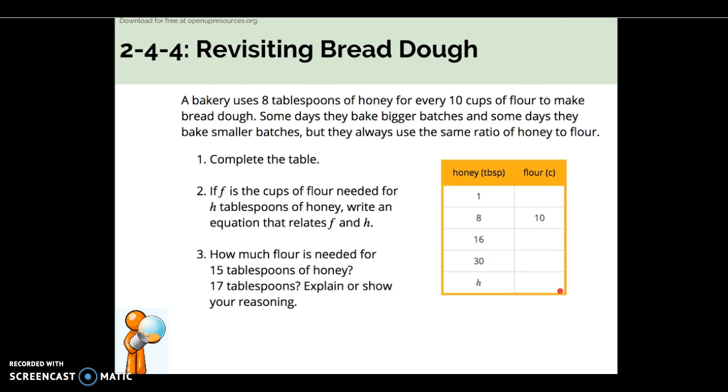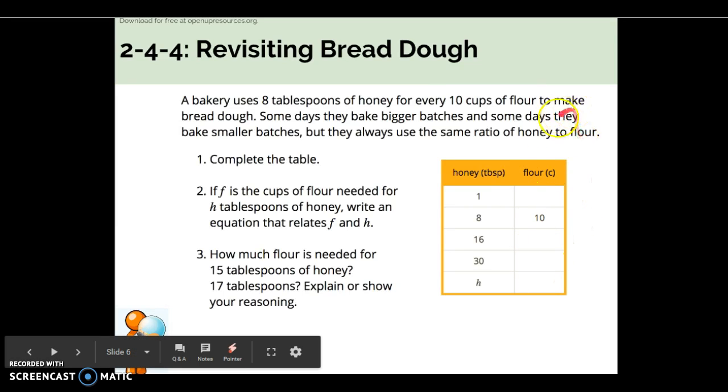The next one that we're going to look at is the same idea that we had with our rice. Now we're looking at the bread dough. So a bakery uses 8 tablespoons of honey for 10 cups of flour to make the bread dough. Some days they bake bigger batches and some days they make smaller. So we're talking about completing the table, and we're actually going to talk about the idea that F is the cups of flour. So right here we have F for cups of flour, and then H is the honey.